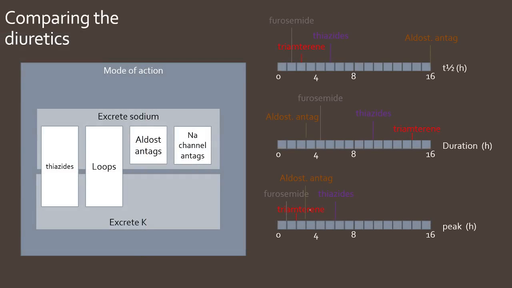So when you compare these diuretics, you've got a choice. They differ in terms of their effect on what ions you lose. So with the thiazides and the loops, you lose both sodium and potassium, whereas you don't get that with the potassium-sparing drugs. So there's a difference in the mode of action. There's also a difference in the pharmacology, in the pharmacokinetics. So we have quite a big difference in the half-life between the different types of drugs, the duration of action, and when they peak.